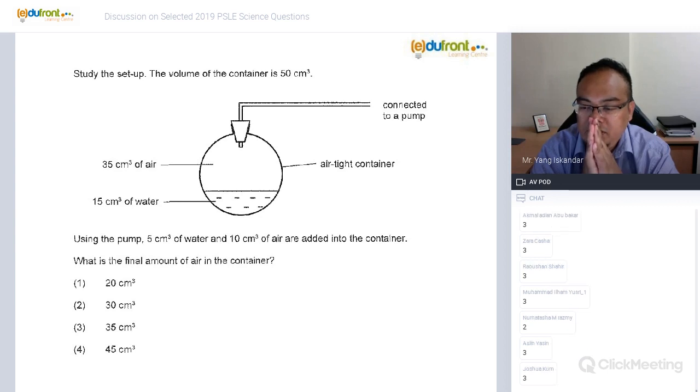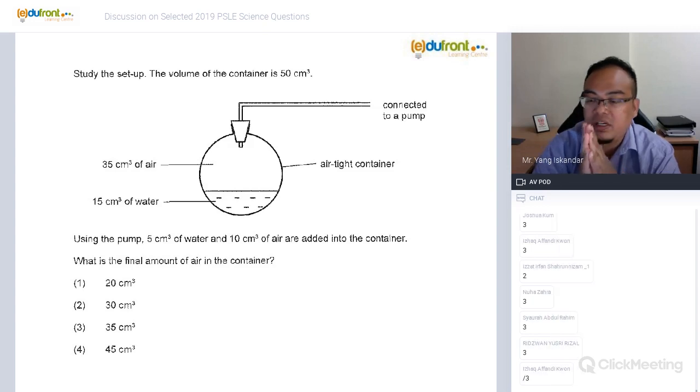Very good. 3, 3, 3. Very good. All of you get 3 as the answer. Many of you get 3. Some of you get 2. Ilhan, you got 4. You are the odd one out.